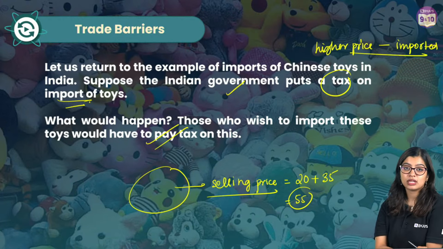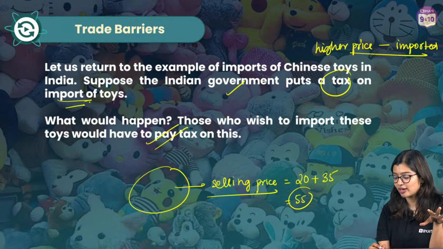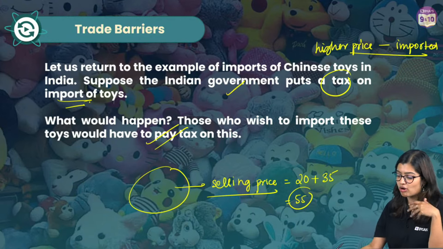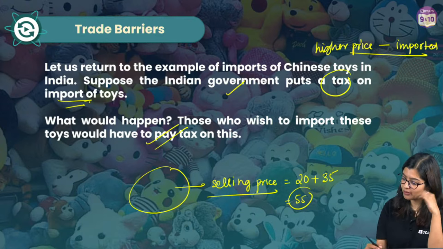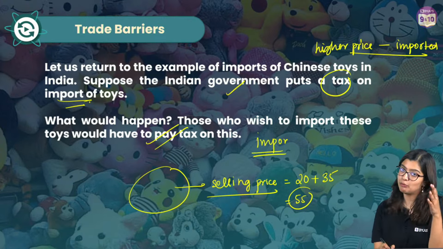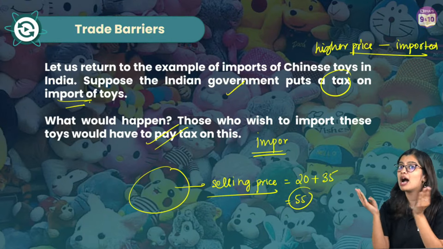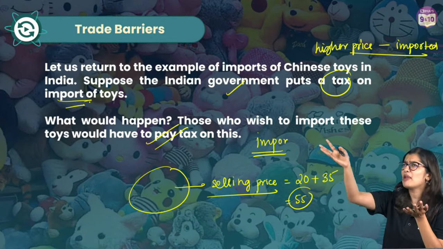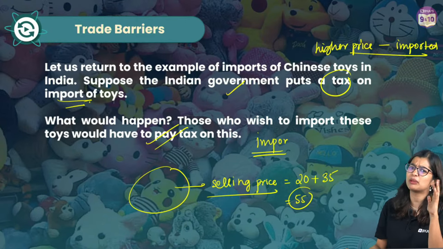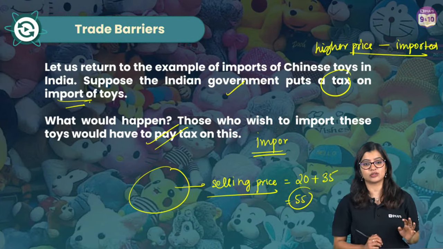Now what will happen? If it becomes higher, then it is no longer cheap for us, right? And as a result, what will happen? We see that import from China will reduce, because people will be like, why should I pay so much money? So the demand for the product will come down because nobody wants it anymore. Too much money, not many people are buying. As a result, more Indian toys are going to be sold.